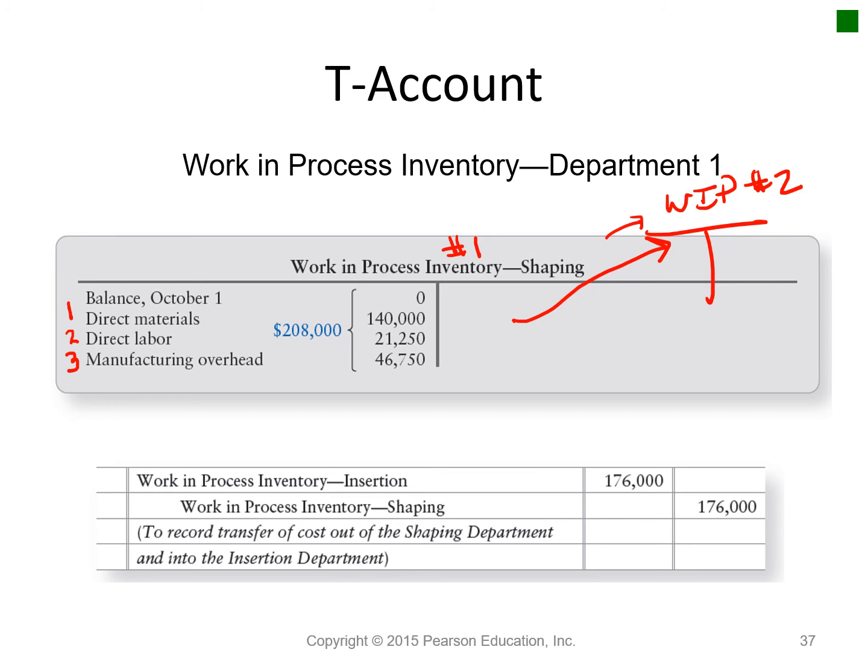So in this case, it says to record the transfer of cost out of the shaping department into the insertion department. All you do is it's a transfer between work in process accounts. You debit work in process for insertion, and you credit work in process for shaping. But it's still basically the same idea. You're still in work in process. Again, think process costing. The big difference is you're going to have multiple work in process departments.